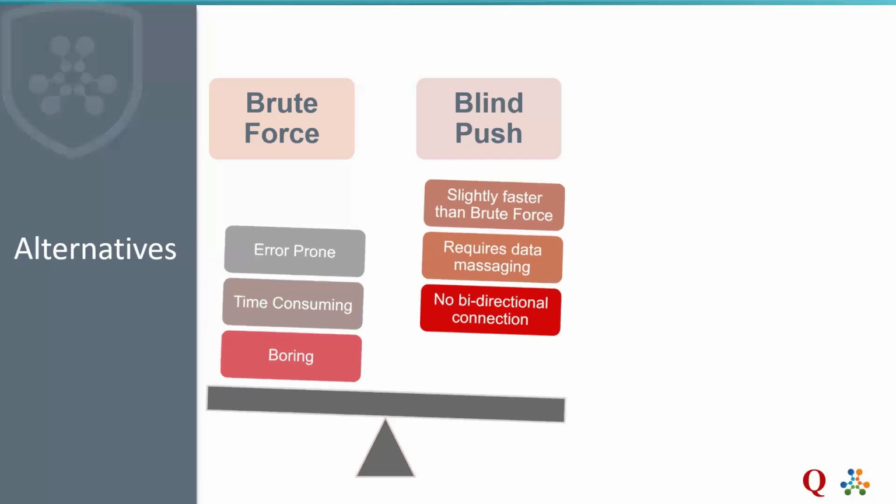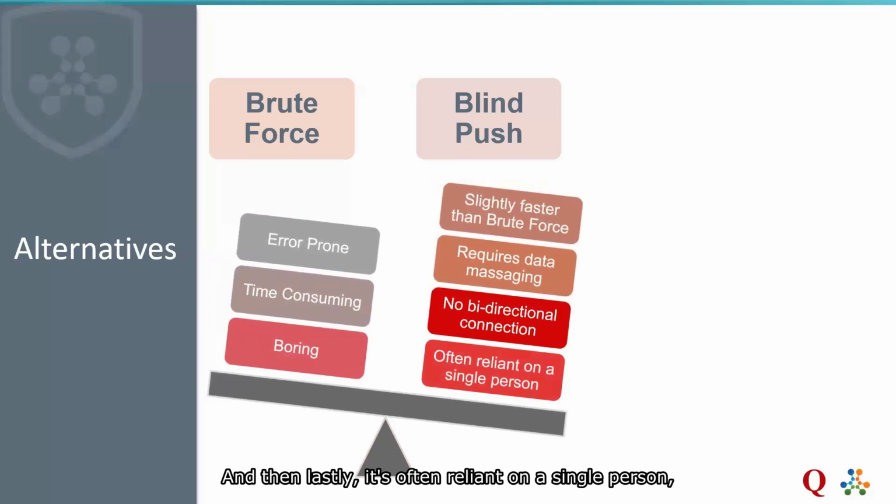And then lastly, it's often reliant on a single person. Oftentimes it's just engineering exporting that and importing into Rootstock. A lot of the time we see that the engineers do not interact with Rootstock that often, so they don't actually verify that data. And if they're not there or they're too busy, it may take some time as well. Having that reliance on a single person often causes more problems than it does good.